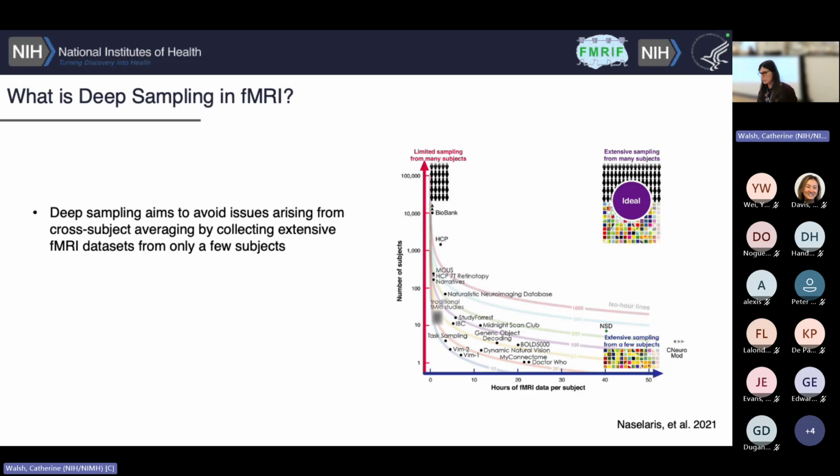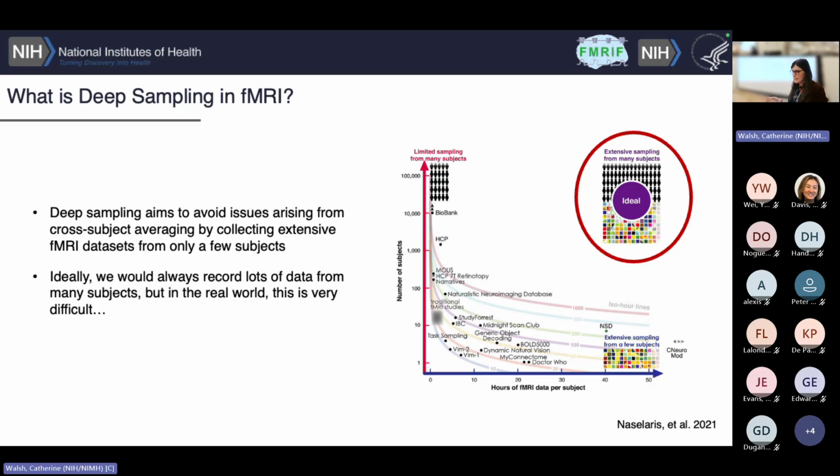And as an example, hopefully you guys can see most of this. Deep sampling is aiming to avoid some of the issues that arise from cross-subject averaging by basically looking at individual subjects, but for longer. In other words, if we still need a lot of data to see some of the effects that we want to see, but we want to avoid some of the issues that happen at the population level and the noise that is involved in that, we might just choose to have the same subject come back over and over and over again.